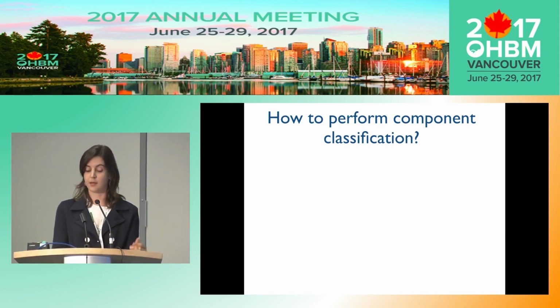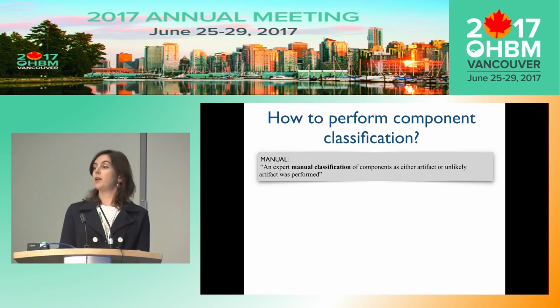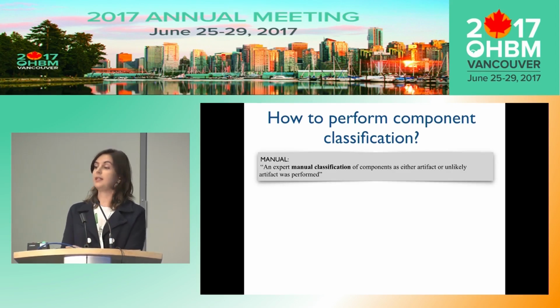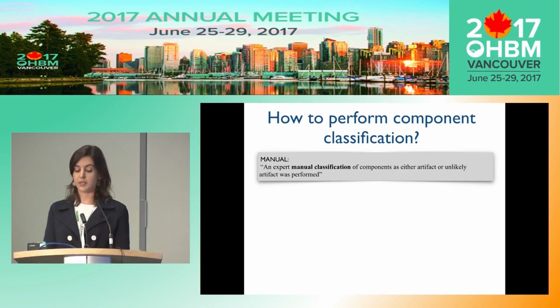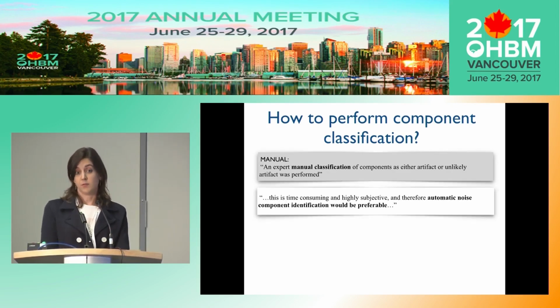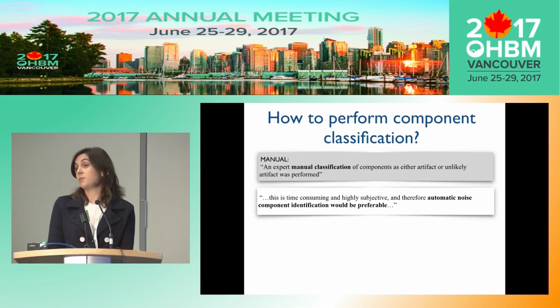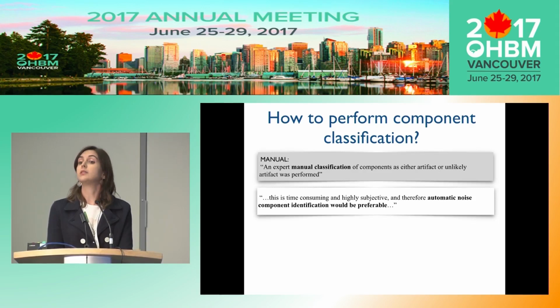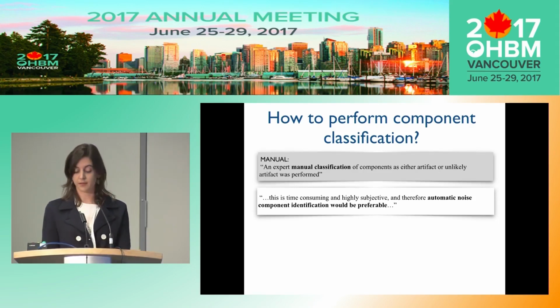So let's have a look at some papers. OK, first of all, manual classification. An expert manually classifies the components and says what is signal and what is noise. This is time-consuming and subjective, because it's a person deciding what is signal and what is noise. So we want something automatic. We all agree on that.